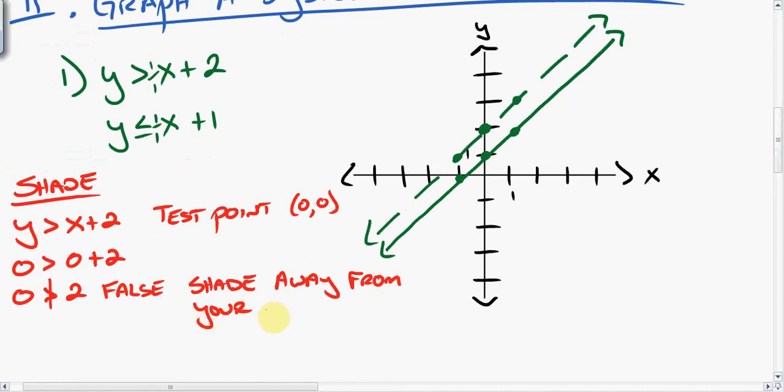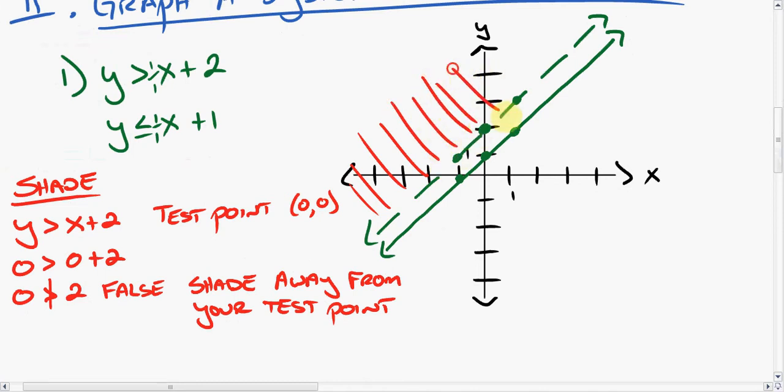In the previous problem, we got true solutions when we tested our test point, and we saw we shaded toward our test point. So when you get a false solution here, you want to shade away. So 0, 0 is here. I'm working with this line. I want to make sure I shade all areas that do not include my test point. So I've shaded in the opposite direction, away.